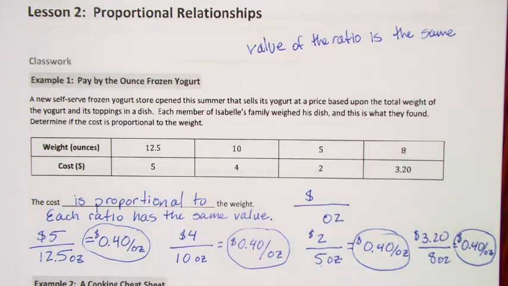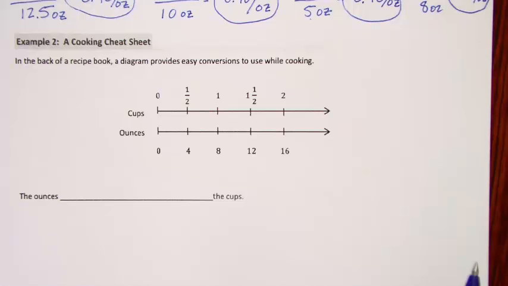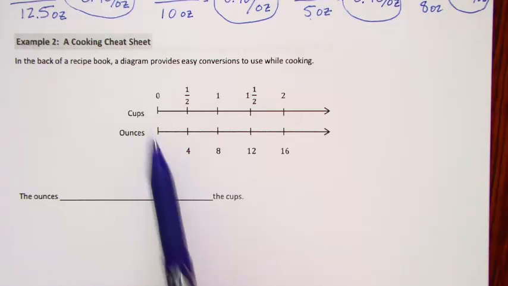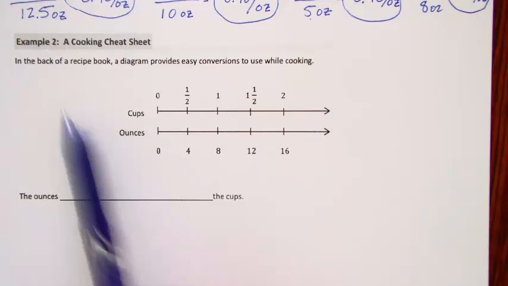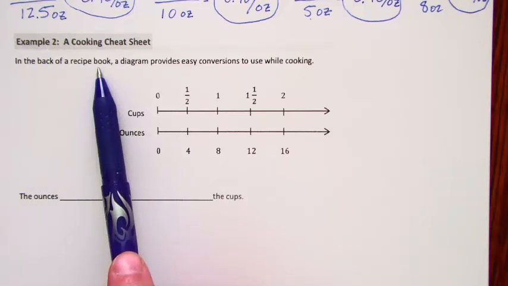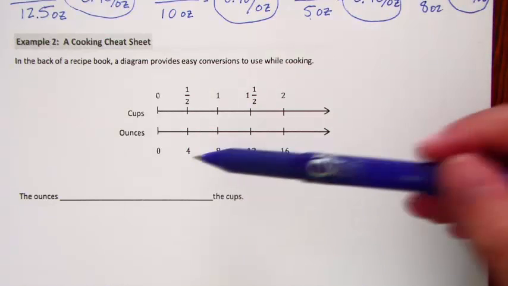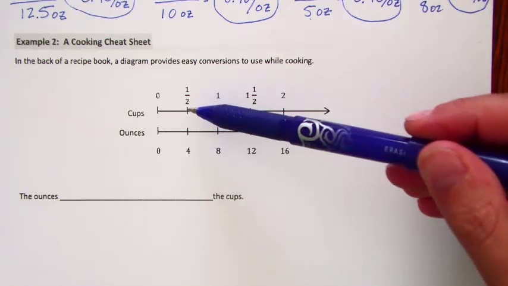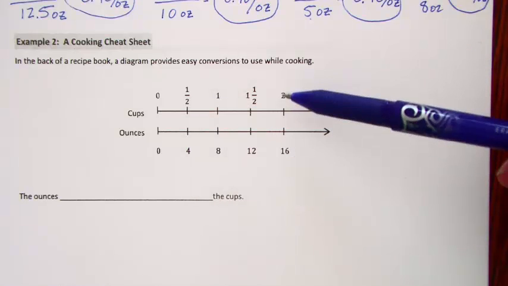Now let's take a look at example 2. In this example, instead of a table, we have a double number line. Hopefully you remember double number lines from last year. The first number line is measuring in cups. The second number line is measuring in ounces. This is from the back of a recipe book and provides easy conversions while cooking. So if a recipe calls for 4 ounces, you know that that's a half of a cup. If it calls for 16 ounces, that's 2 cups.